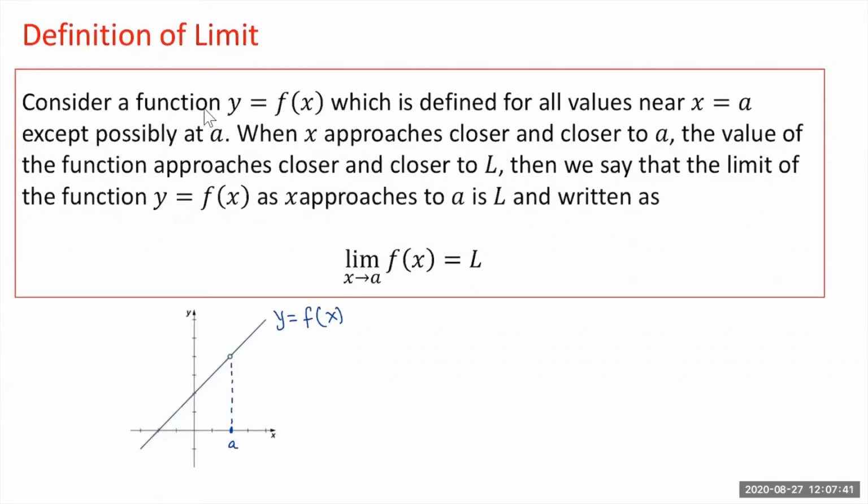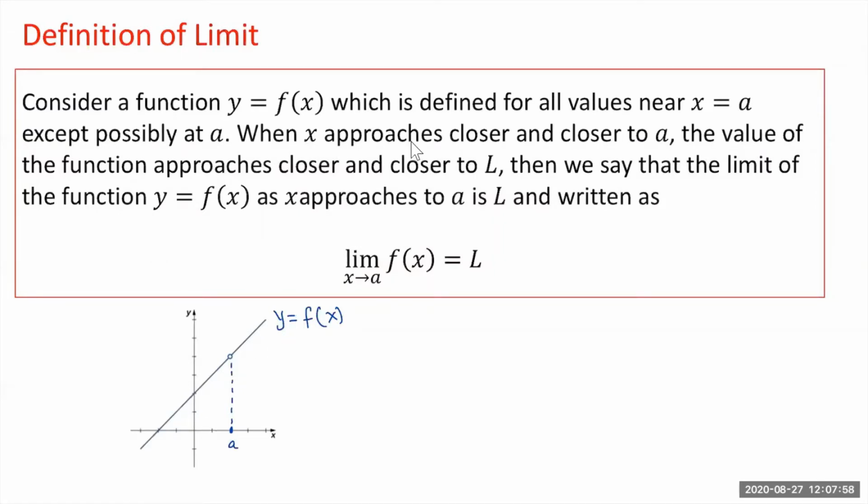That's why we say, consider a function y equal to f of x, which is defined for all values near x equal to a, except possibly at a. So at x equal to a, if it is defined, that is fine. Even if it is not defined, that's okay. So we consider a function like that.